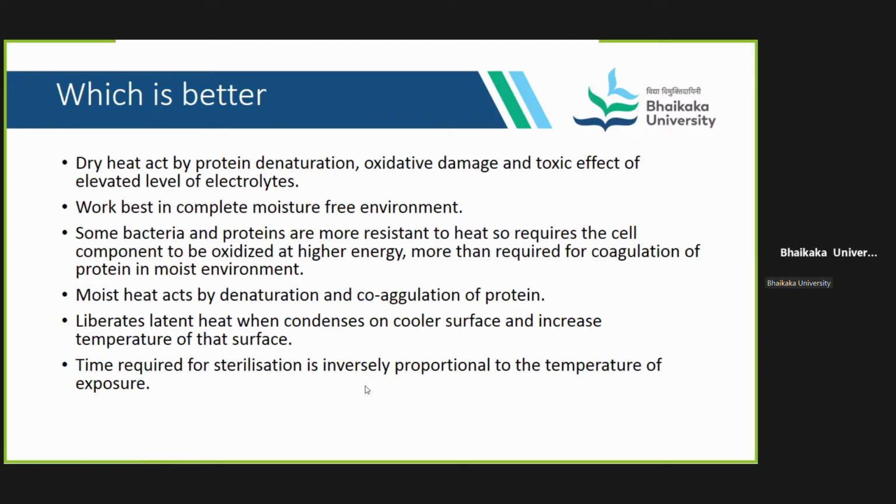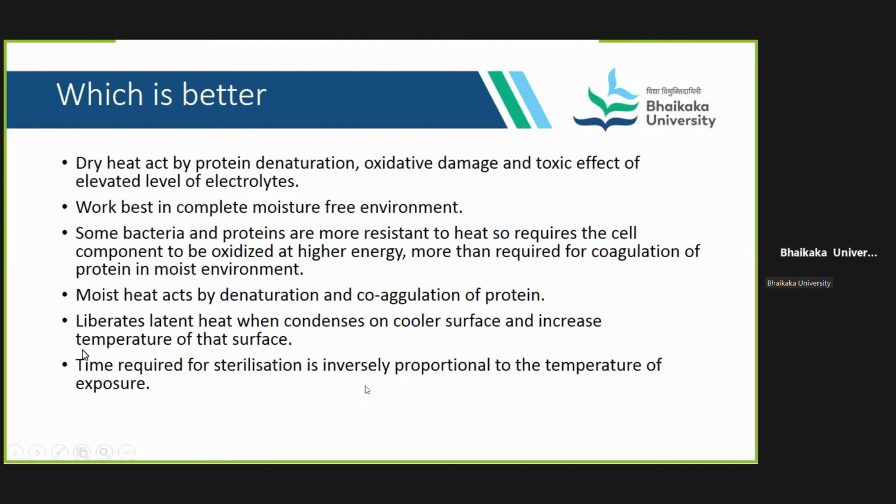But remember, some bacteria and proteins are very resistant to this dry heat, because the energy needed to oxidize them is very high, and oxidation kills them. It takes longer time to kill in comparison to coagulation of proteins, right? So moist heat acts by denaturation as well as by coagulation of proteins. So moist heat can act on these bacterial proteins as well, which are very difficult to be killed by oxidative damage. So only denaturation will not work, coagulation will work better.